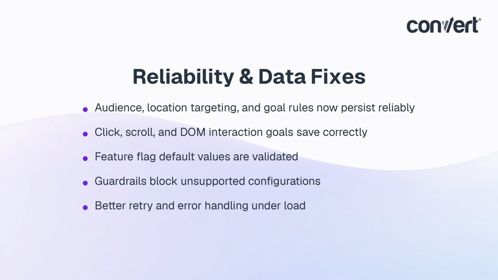And finally, for this release, we've included a set of fixes that make sure your data is saved correctly and your experience setup behaves as expected. Audience rules, location targeting rules, and goal types, including click, scroll, and DOM interaction goals, will now persist reliably when you create or update them through the MCP. Feature flag default values are also properly validated. On top of all of that, the release adds guardrails to prevent certain unsupported configurations from going through silently and improves how the MCP handles retries and errors when the API is under load.